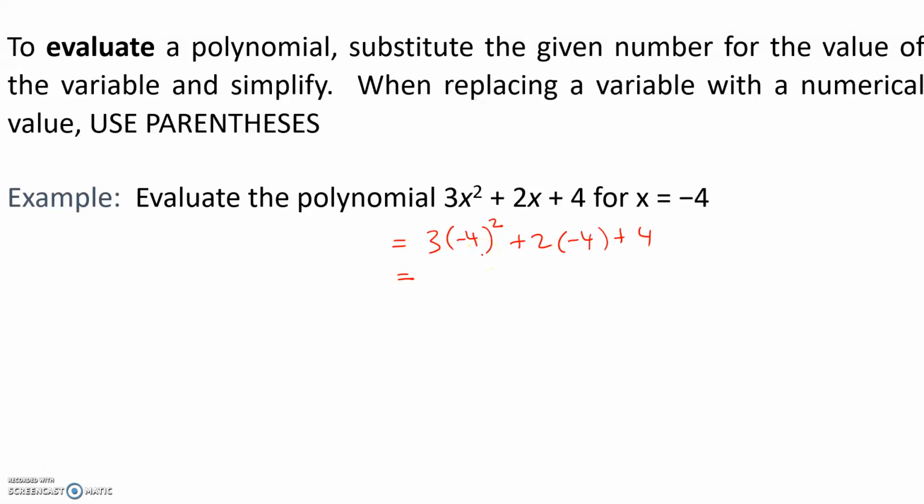In the order of operations, simplify the parentheses first, but the parentheses cannot be simplified. Then simplify the exponent. Negative 4 squared is 16. This gives us 3 times 16 plus 2 times negative 4 plus 4. 3 times 16 is 48 minus 8 plus 4. This will give us 40 plus 4, which is 44.